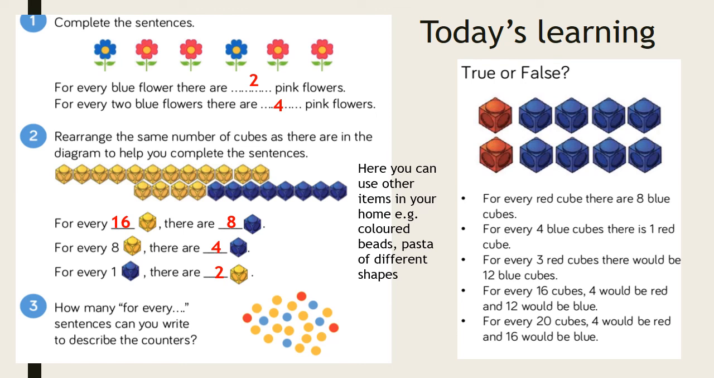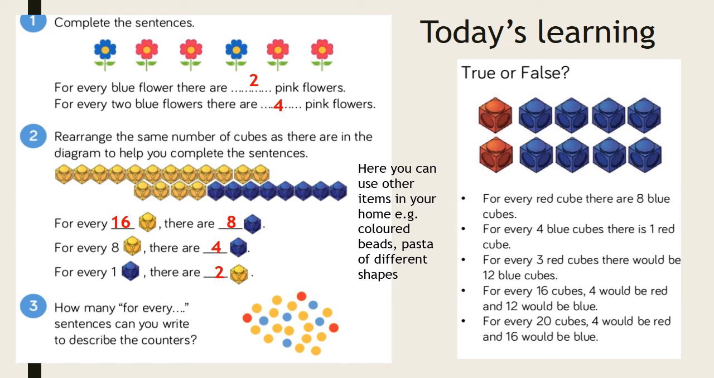Okay, so that one's a bit trickier at the end because we switch them around. But as long as you make sure that when you switch them around to look back at the previous answers and then switch them back again. And for number 3, how many for every sentences can you write to describe the counters shown on screen?